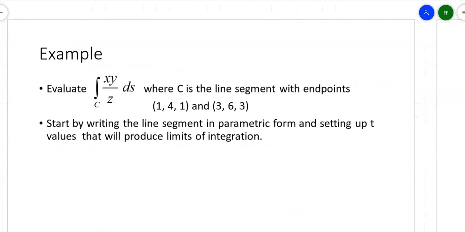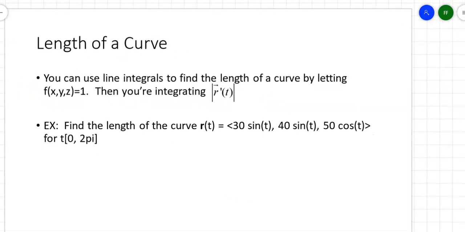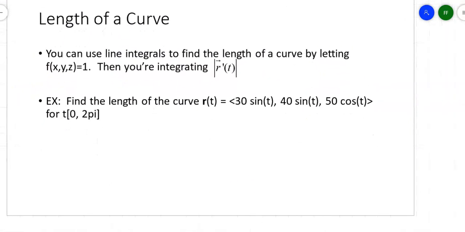All right, let's try another one. This time we'll take a look at length of a curve. Remember there was a formula in Calc 2 for length of a curve, the square root of 1 plus (dy/dx) squared. Well, you can use line integrals to find the length of a curve by letting the function simply be equal to 1. And so you're really then integrating the magnitude of r prime. So suppose I have this curve, (30 sine t, 40 sine t, 50 cosine t). I think it's a nice spiral if you want to go on to Desmos or Mathematica and graph it.